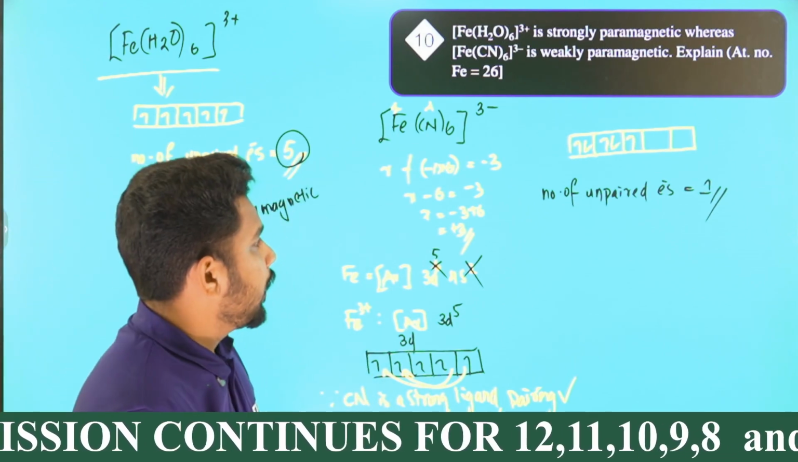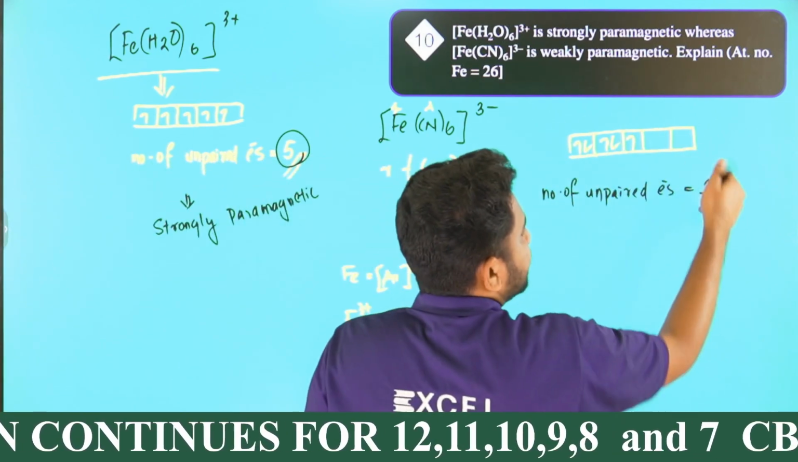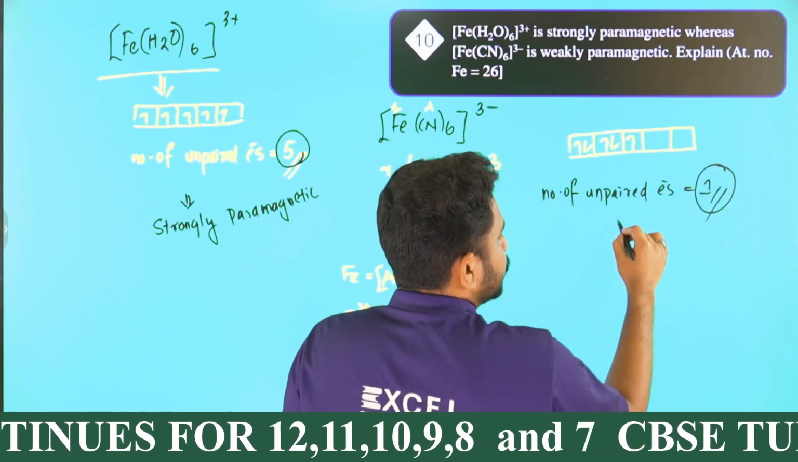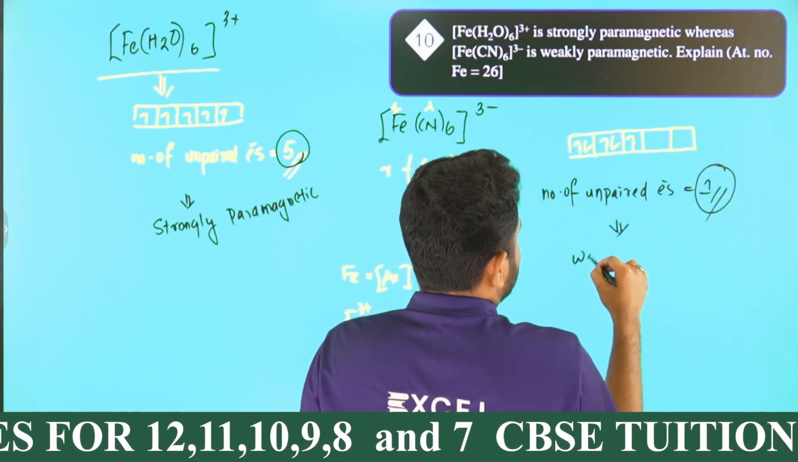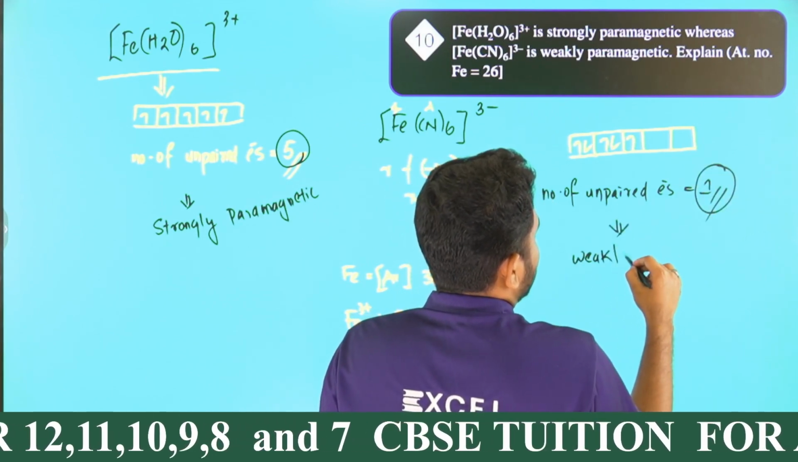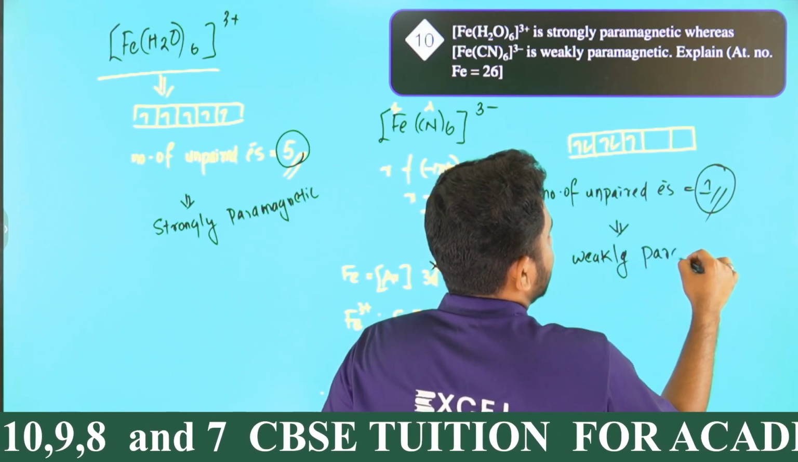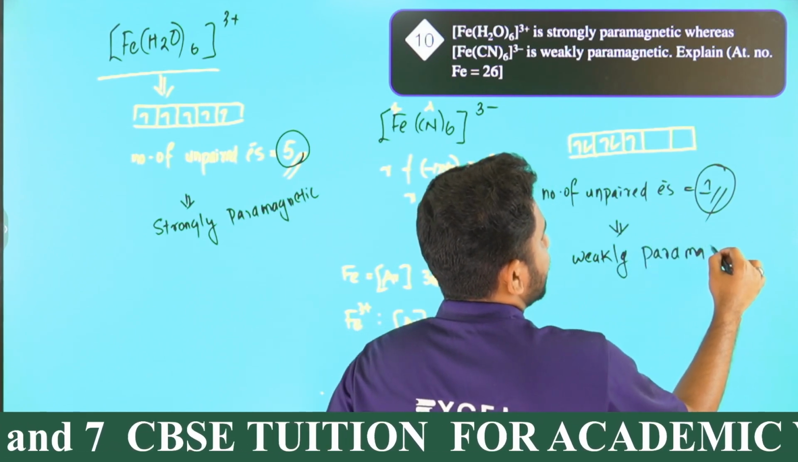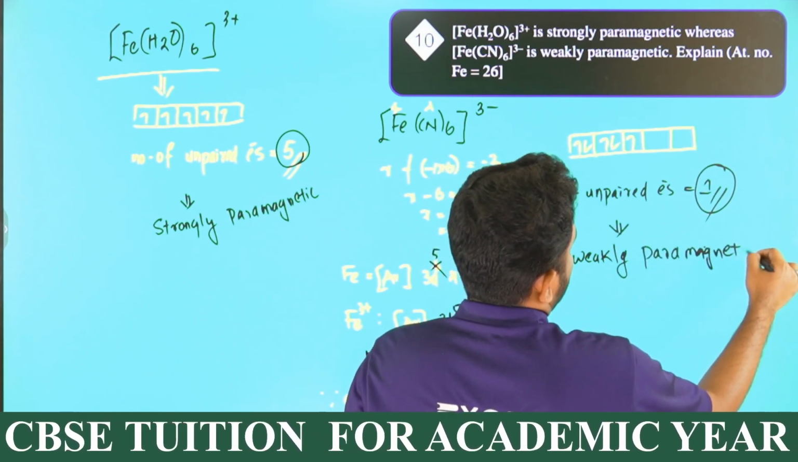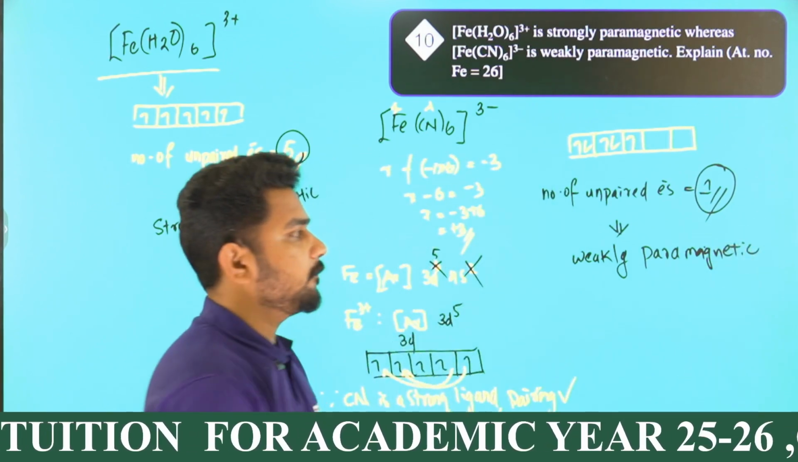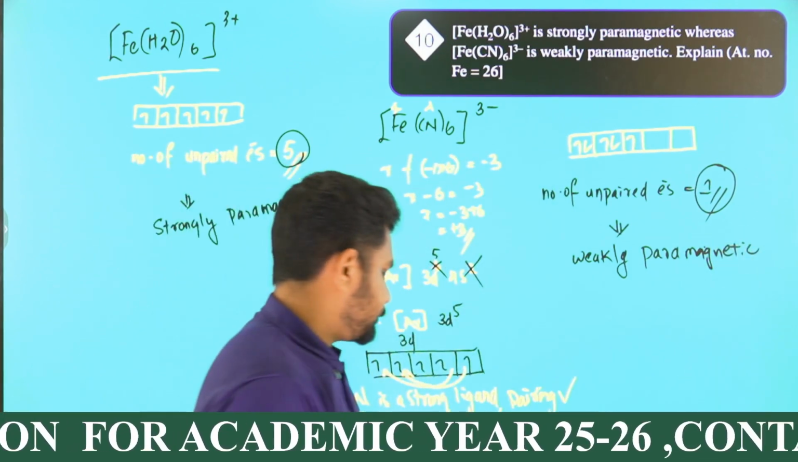Understood? And this compound has only one unpaired electron. So this will be weakly paramagnetic. Understood?